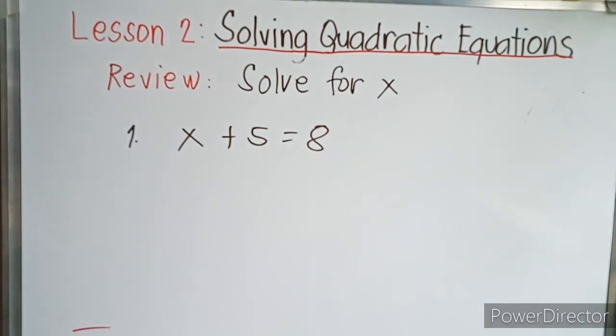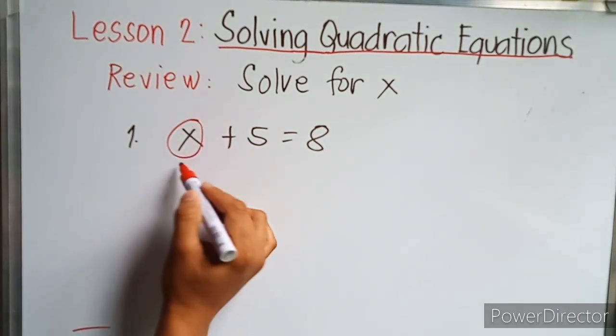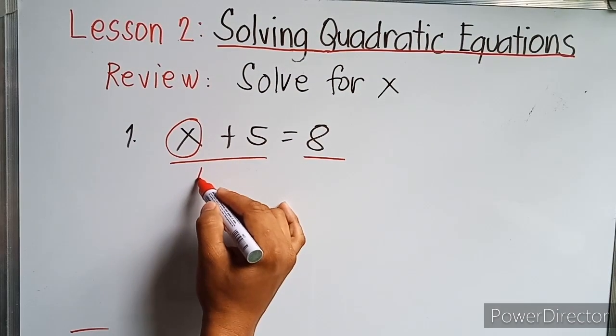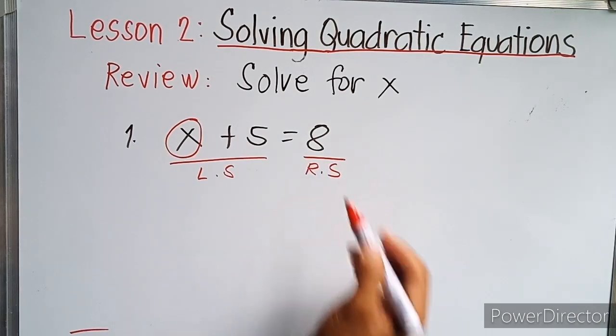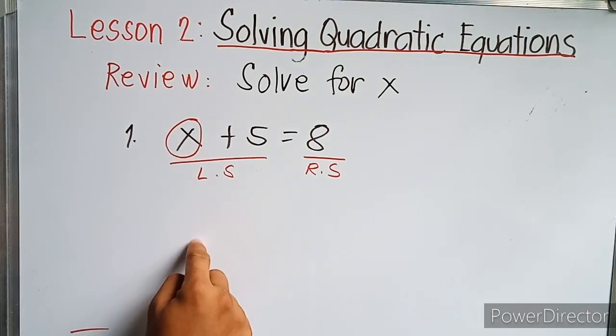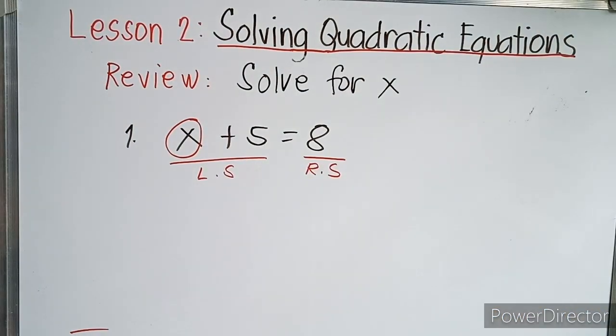So as you can see, this is a linear equation. So kapag sinabi natin na solve, we are getting the value of x to make the left side of the equation equal to the right side of the equation. So this is the left side, this is the right side. Okay, and how are we going to do this? First, we have to isolate x in the left side of the equation, and all the constants will be placed at the right side. So, paano solve ito?